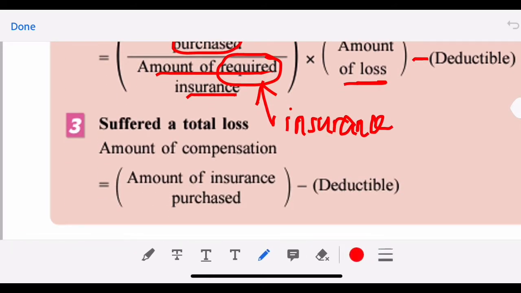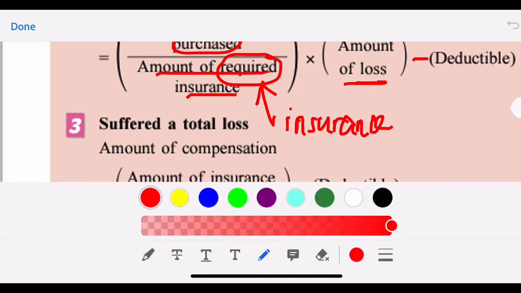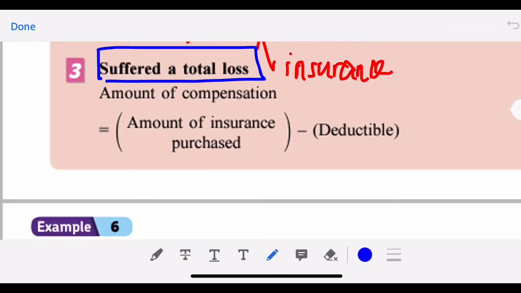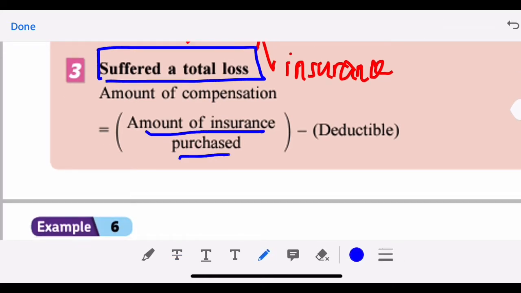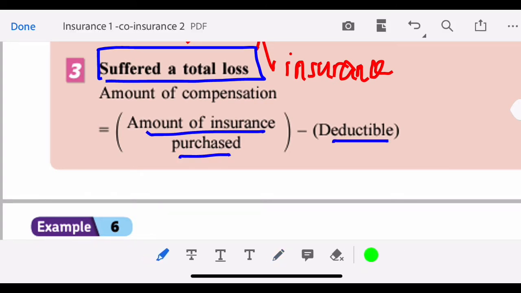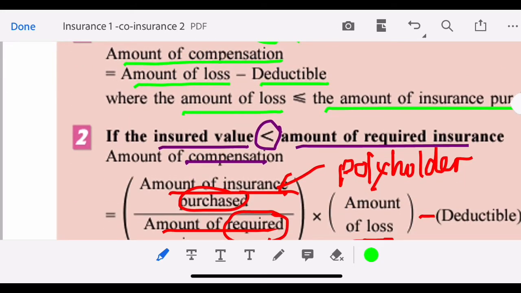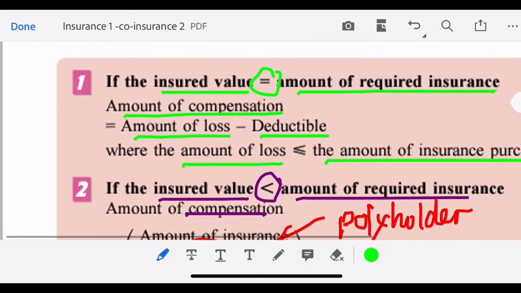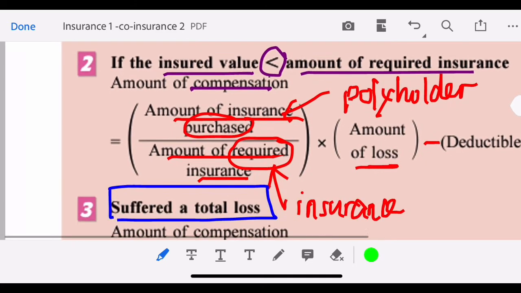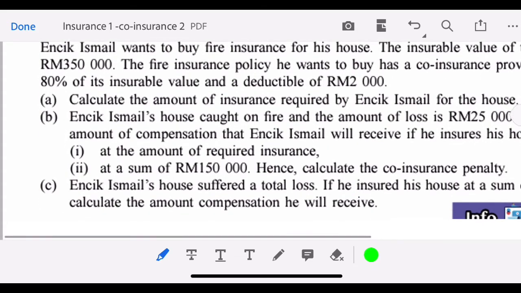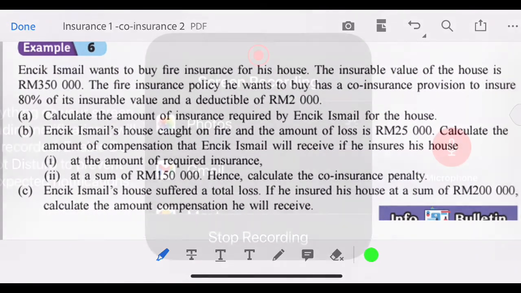The third case is where the property suffers a total loss. In this case, the compensation is the amount of insurance purchased minus the deductible. So for the 3 cases, the ways to calculate the amount of compensation are different. Now let's discuss one example which is a bit complicated.